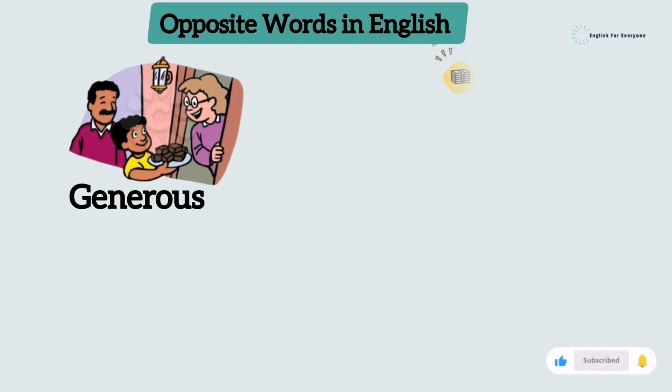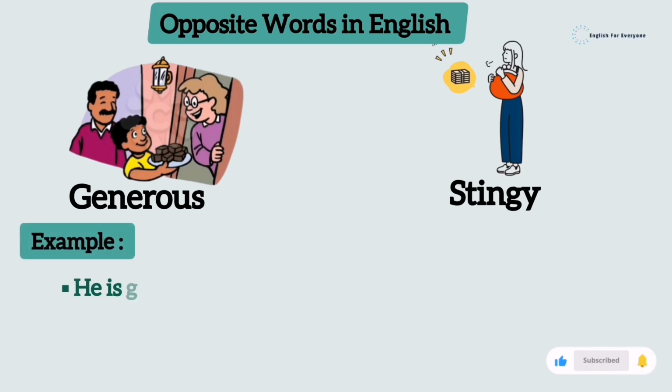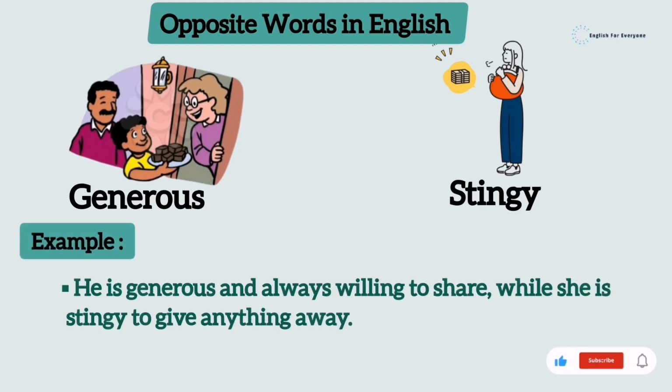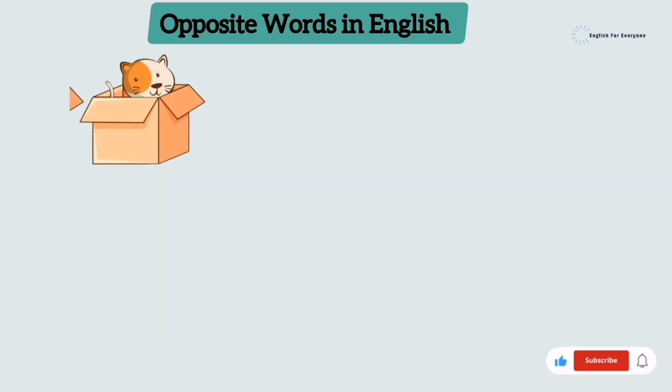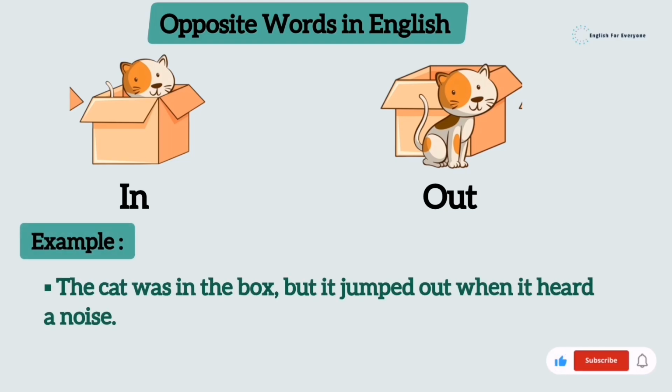Generous, stingy. He is generous and always willing to share, while she is stingy to give anything away. In, out. The cat was in the box, but it jumped out when it heard the noise.